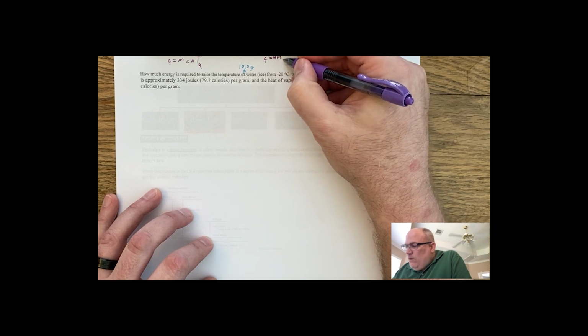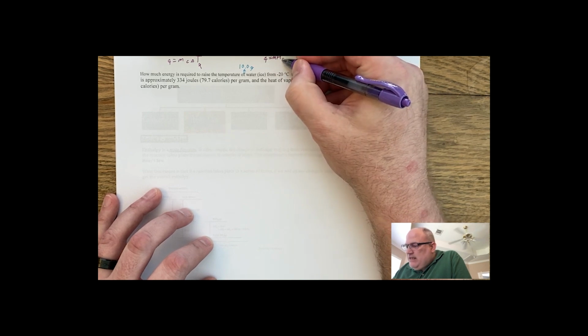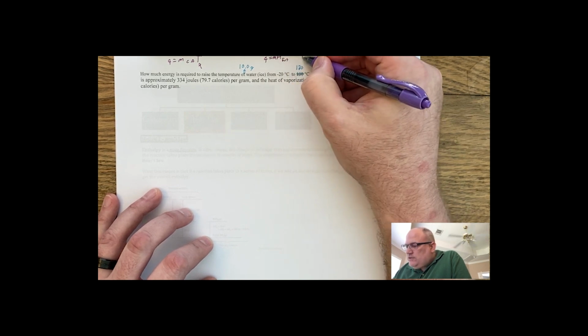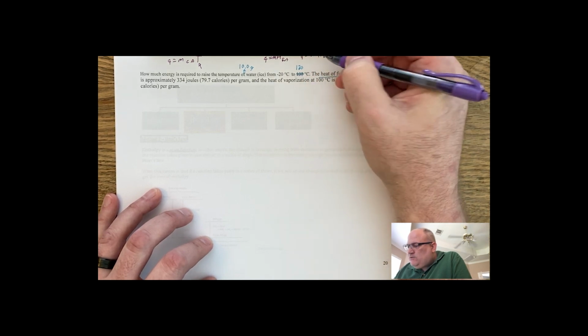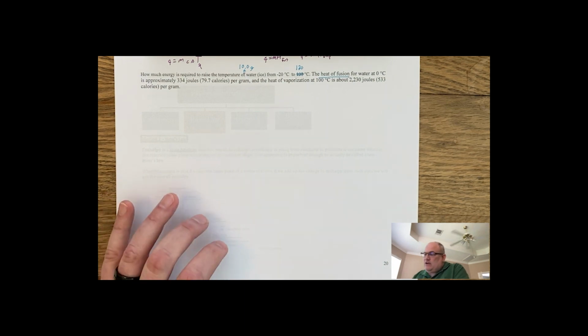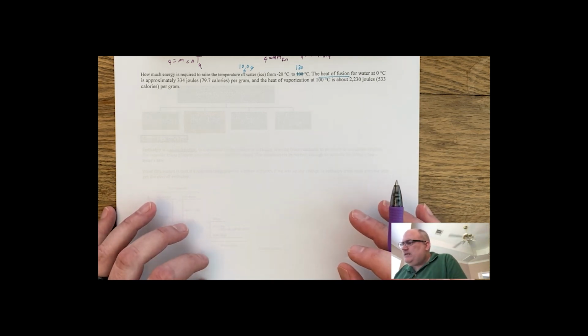mH. And what we put here is either going to be H fusion, or it's going to be Q equals mH vaporization. It depends on whether or not we're going from a solid to a liquid versus a liquid to a gas, because the constants change. So I like to break things down just like we did.